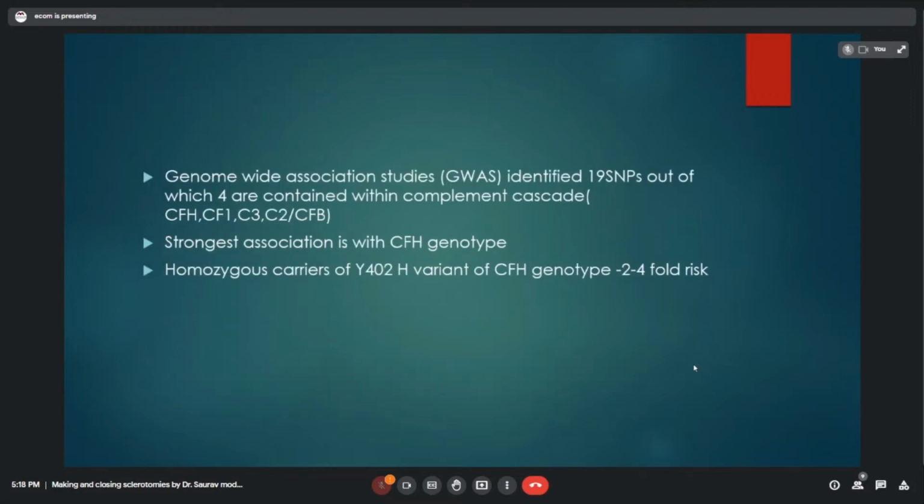Now, genome-wide association studies have identified 19 SNPs, out of which 4 are directly contained within the complement cascade. That is complement factor H, complement factor I, C3, C2, C5, complement factor B. The strongest association has been found with the CFH genotype, and the homozygous carriers of the Y402H variant of the CFH genotype carry 2 to 4 times more risk for developing geographic atrophy.